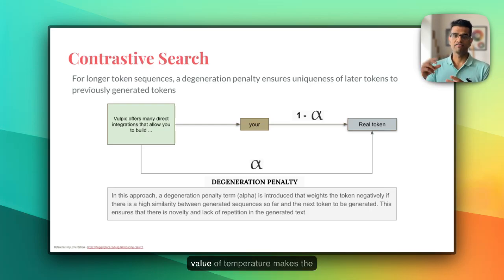Again, a higher value of temperature makes the probability distribution of the generated tokens very different from the tokens that came before it. So it becomes more creative. It goes into a larger token traversal space. Instead, if you have a lower temperature value, then the token traversal space reduces.